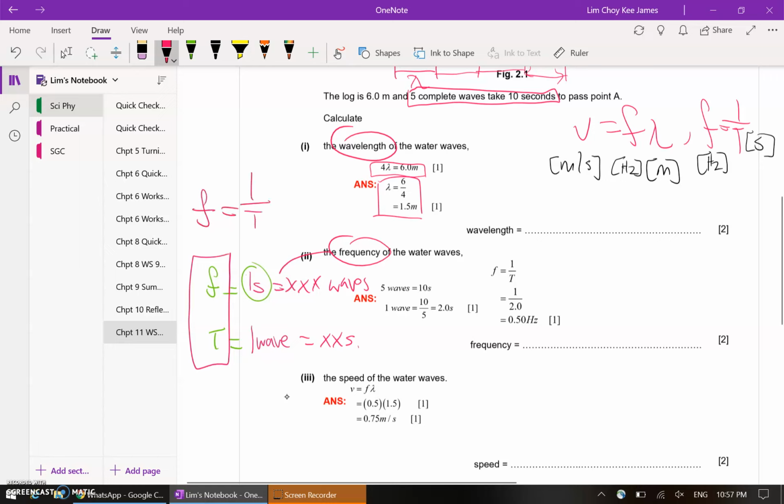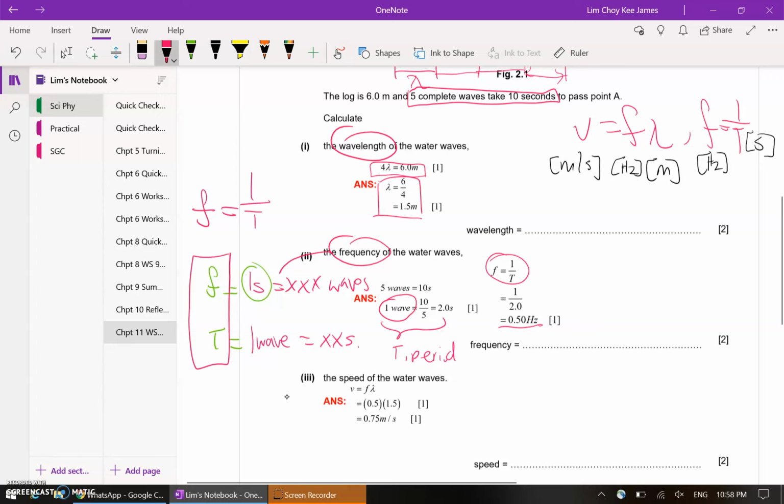F is 1 over T. Now based on the question, of course, the formula is there. Same thing, don't rush down to use the formula. Frequency means that in 1 second, how many waves are we looking for? Or I can say one wave, what's the timing? Because if I can find the timing for one wave, I can find the period of the wave itself. Then I will use the formula 1 over T, and I will get the frequency of the wave straight away.